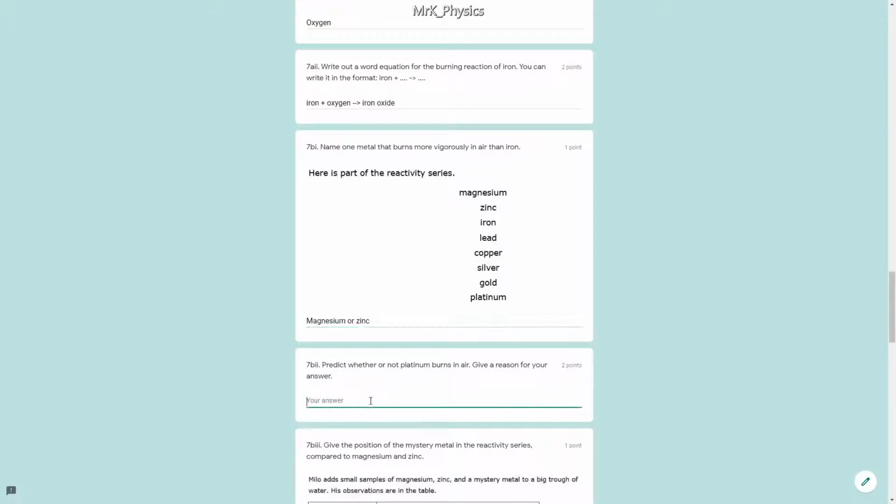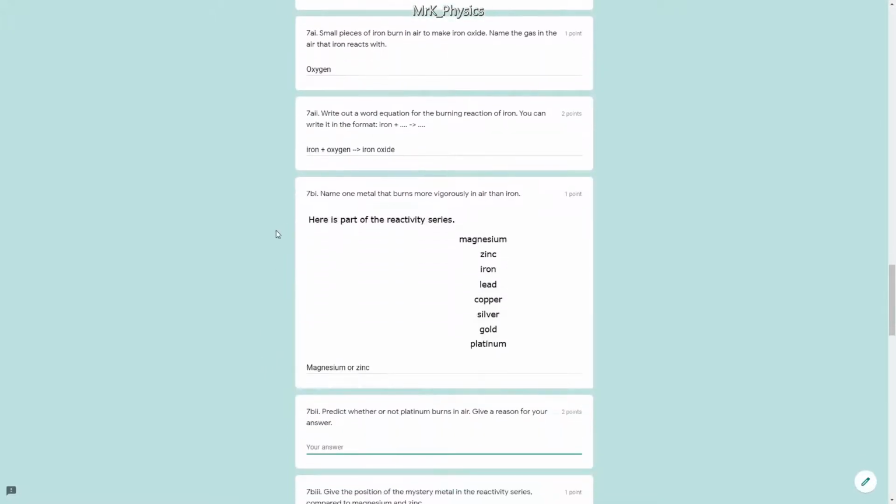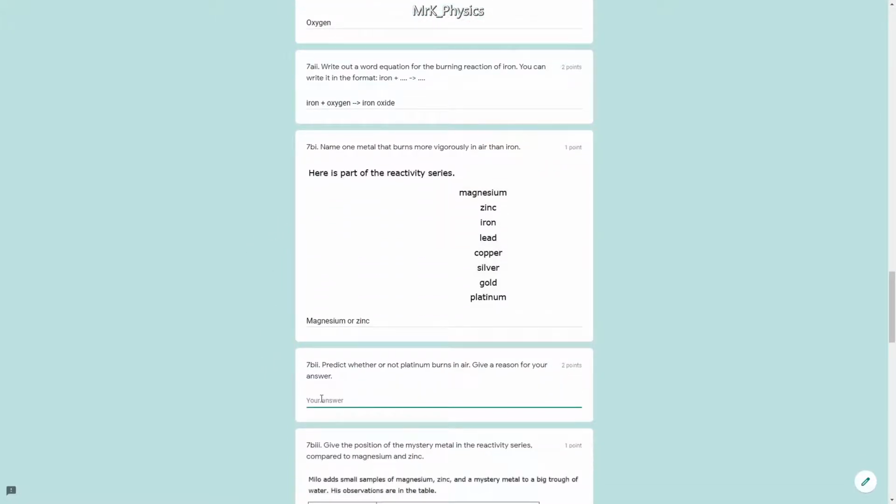Predict whether or not platinum burns in air. Give a reason for your answer. Now this is all part of question 7. So we're still just kind of working our way down, and we may have to use related parts, for example, this reactivity series. So platinum there being right at the bottom of our reactivity series that's given to us.